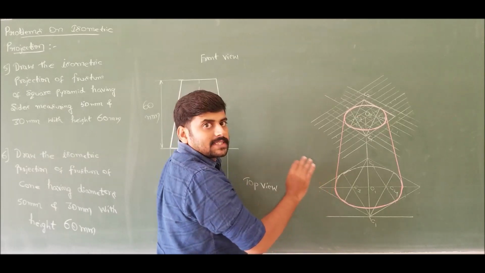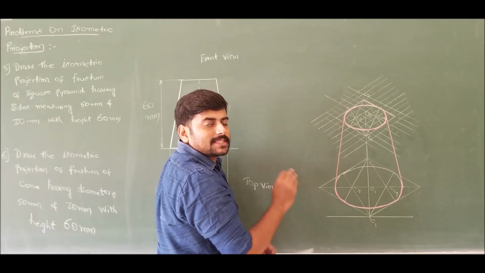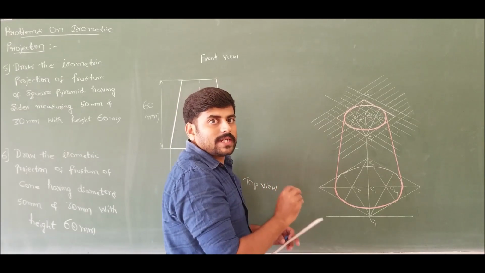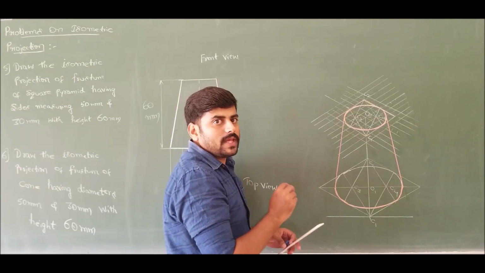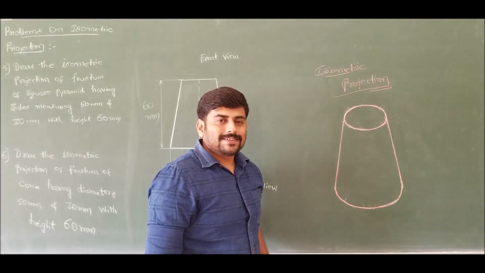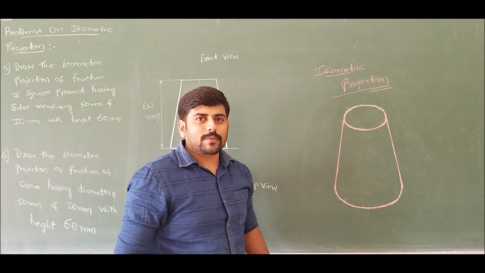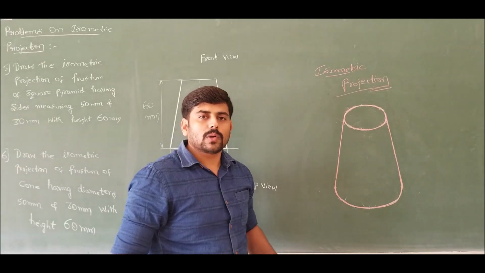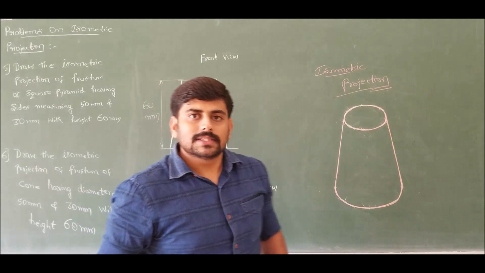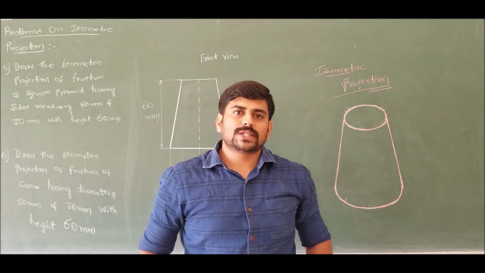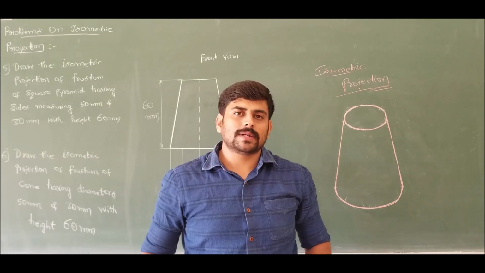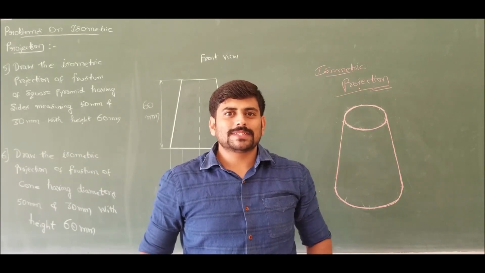Now, erase all invisible lines, construction lines, everything to get the final isometric projection of the frustum of the cone what he has asked. If I do that, I will get. So, this is the required isometric projection of frustum of the cone what he has asked. This completes our lecture number 3, wherein we have solved problem number 5 and problem number 6 on isometric projection. That's all from this lecture.